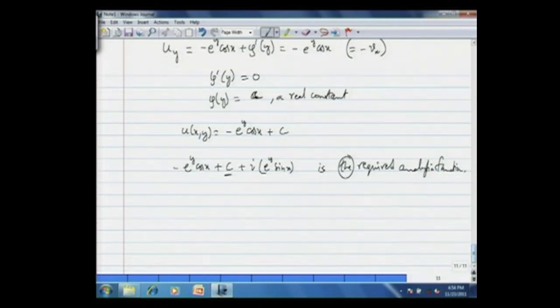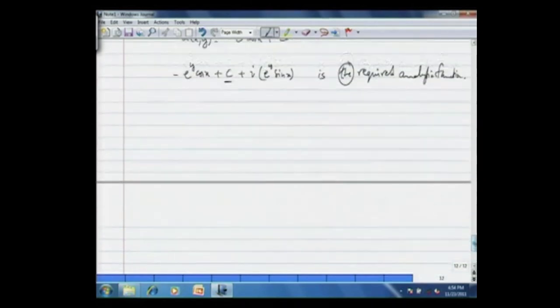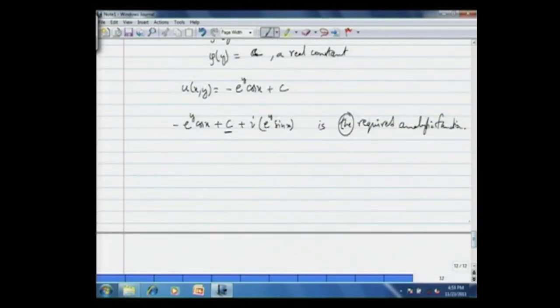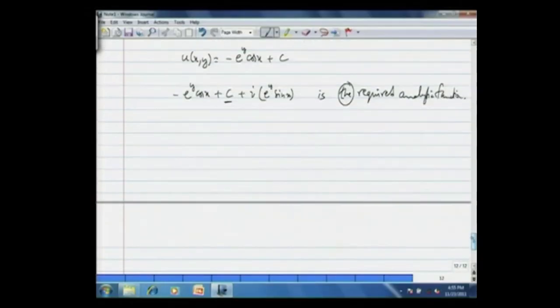Next, let us see a context in which we have connected the harmonic functions to analytic functions via the Cauchy-Riemann equations, and let us see where these harmonic functions are applied, or at least one application of it. So, in the context of fluid flows, let us consider the application to fluid flows.